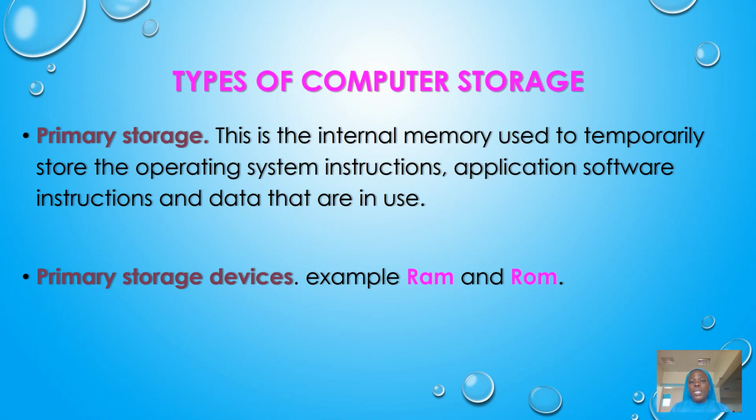Types of computer storage. We have primary storage. This is the internal memory used to temporarily store the operating system instructions, application software instructions, and data that are in use. When we talk about application software, these ones are used in our day-to-day life.